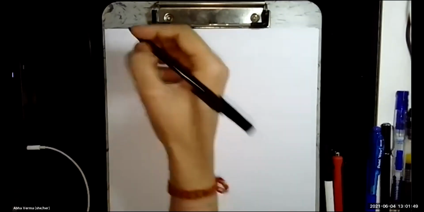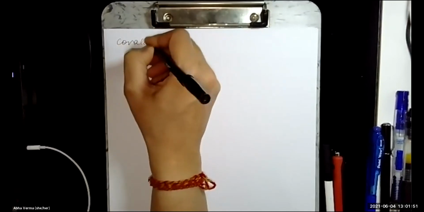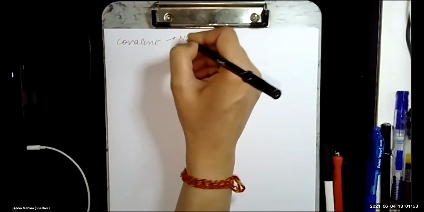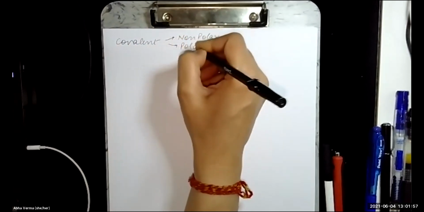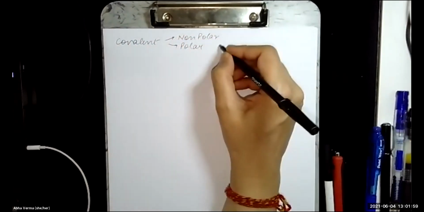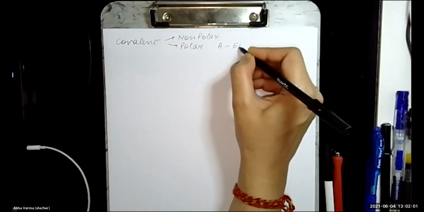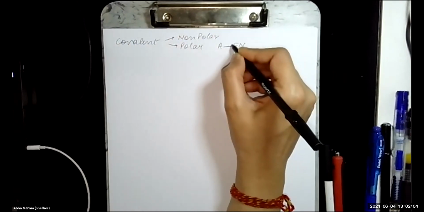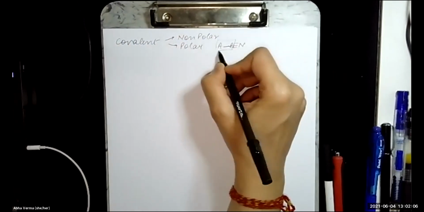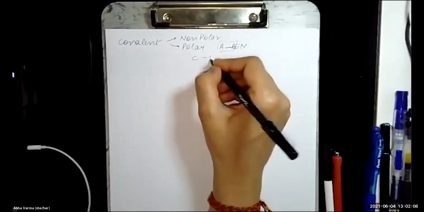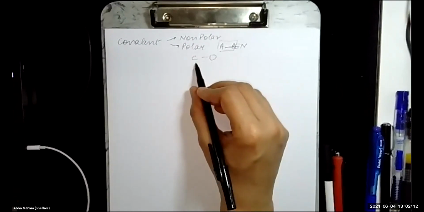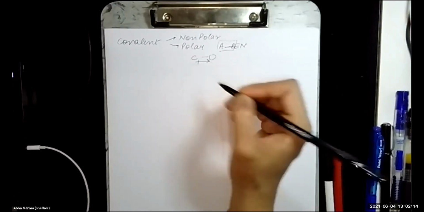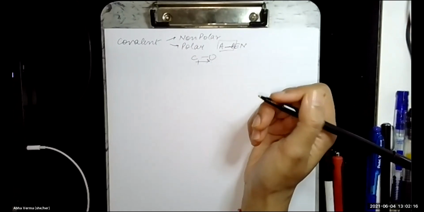Remember the covalent bonds? We will be primarily talking about the covalent bonds, which are non-polar and polar. So polar bonds will always form between atoms with an electronegativity difference. For example, carbon and oxygen. Oxygen is an electronegative element, carbon not so much. So there will be an overall dipole present here.